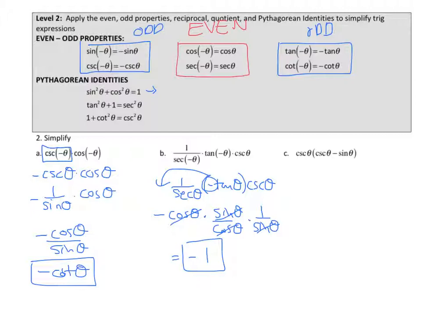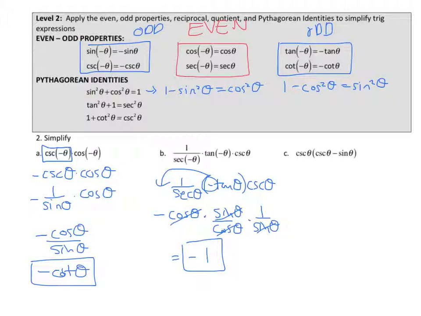We can also rearrange that identity. If I subtracted sine squared theta from both sides, I would get 1 minus sine squared theta equals cosine squared theta. So that's another version of that identity. And then I could also subtract cosine squared theta from both sides, and I would get 1 minus cosine squared theta equals sine squared theta. So I should try to recognize this identity in any of those three forms.